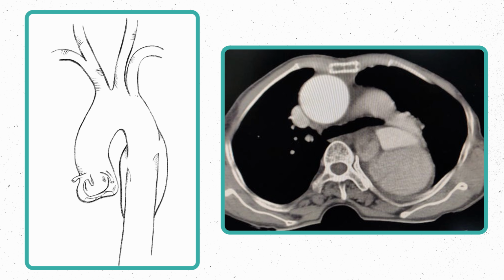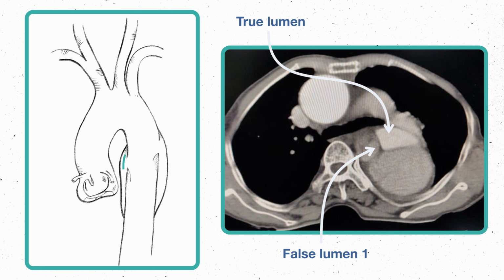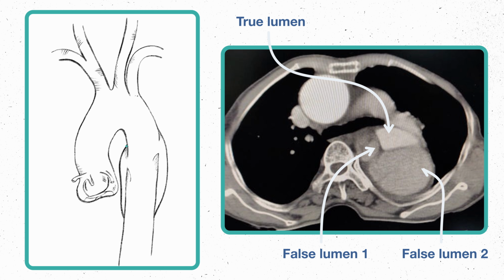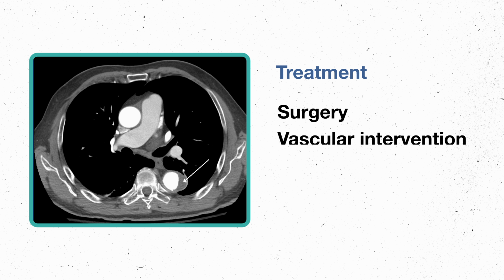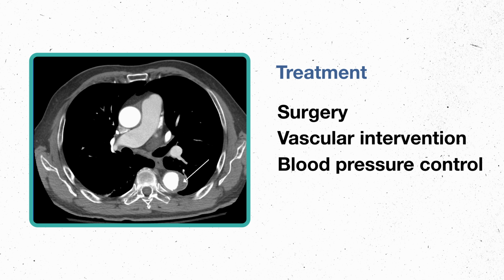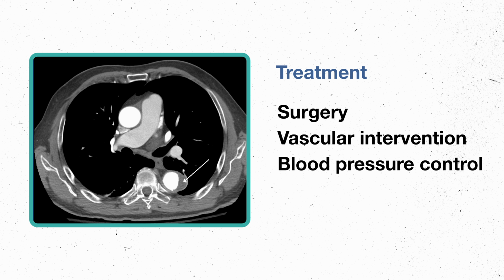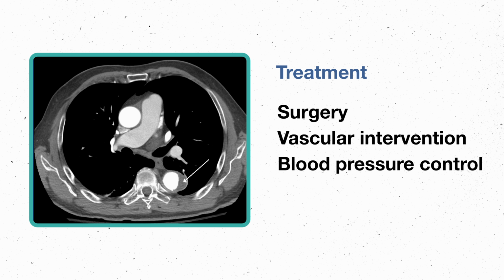Now, in the case of a triple barrel dissection, a second tear in a separate location of the aorta may occur, allowing blood to enter a second false lumen. This can happen spontaneously, or it can be related to a previous aortic dissection. Aortic dissection can be treated with a combination of surgery, interventional vascular techniques, and blood pressure control, depending on the type and severity of the dissection.